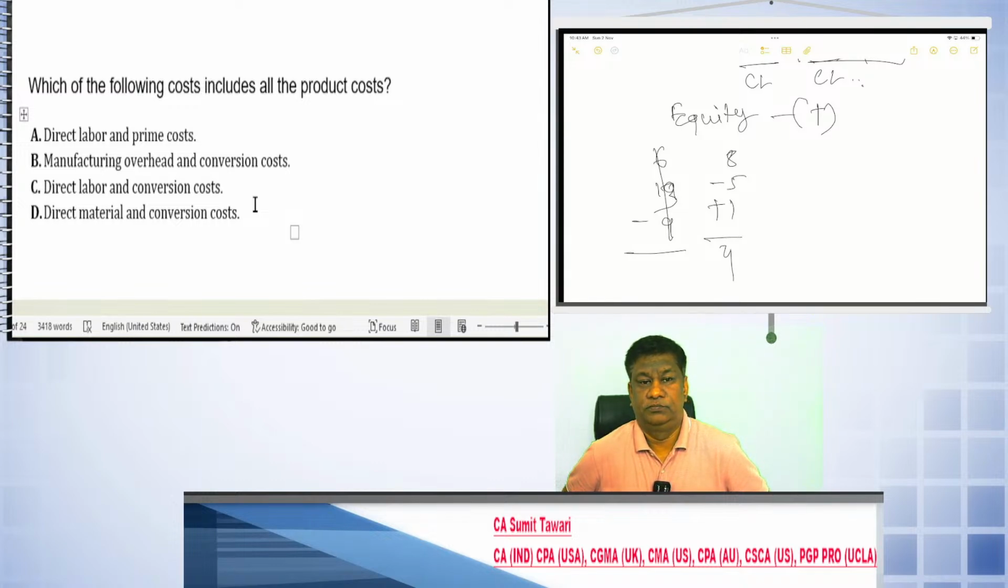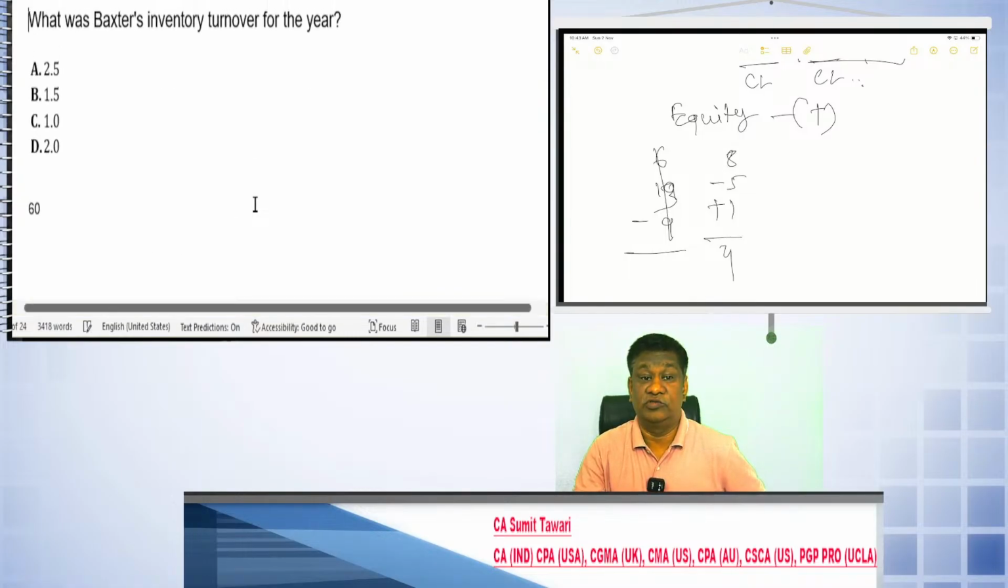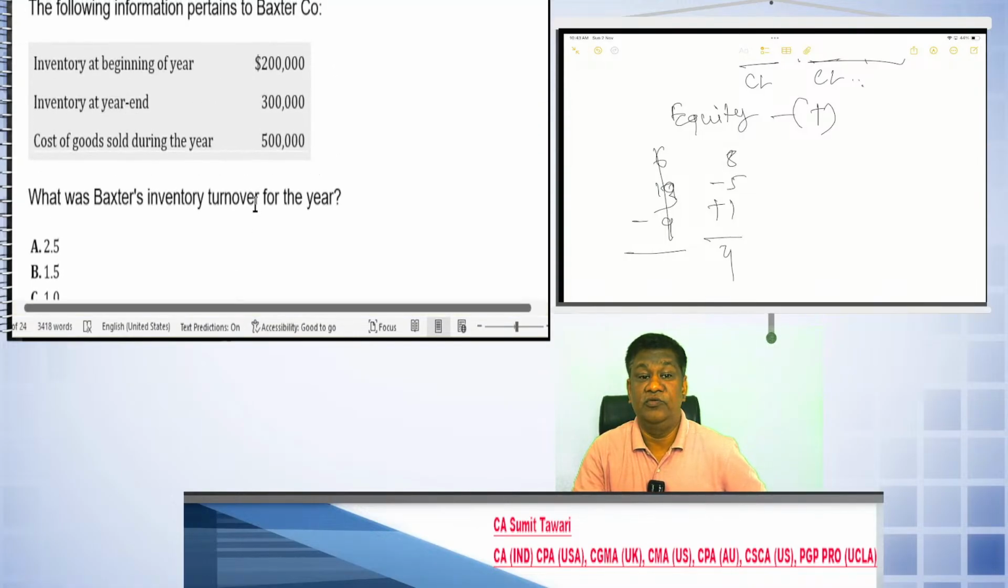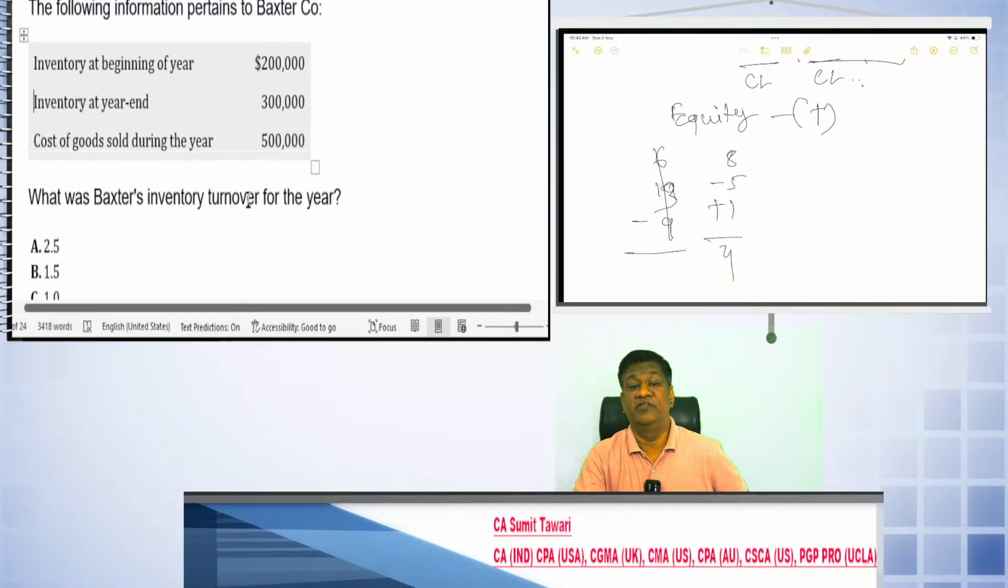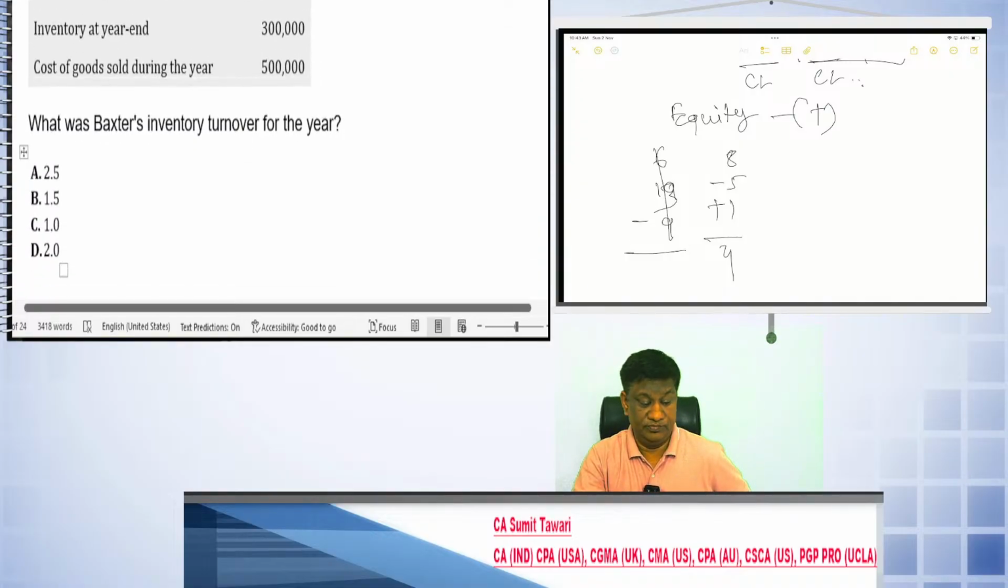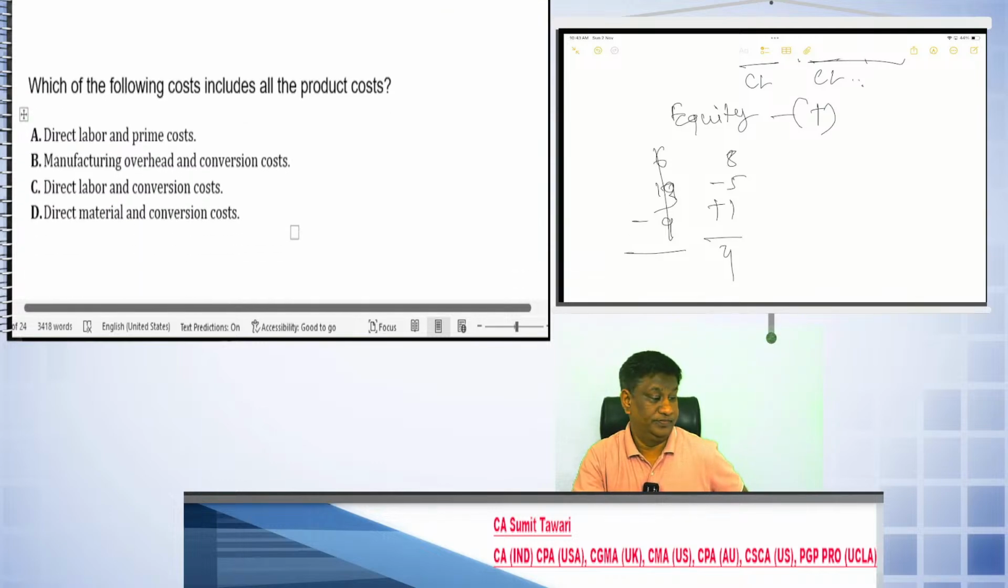So it is 2, no, sir? Which of the following is it? No, no, the earlier question, inventory turnover. Yeah, it is 2 actually. Cost of goods sold of 5 divided by 2.5, so it is 2. Right. Cost of goods sold divided by average inventory, which is 2.5. So that's why the ratio is 2.